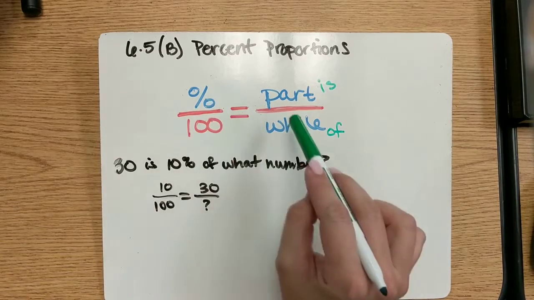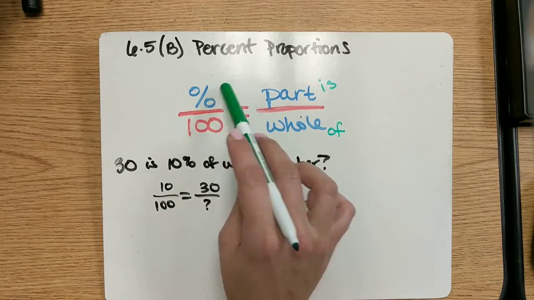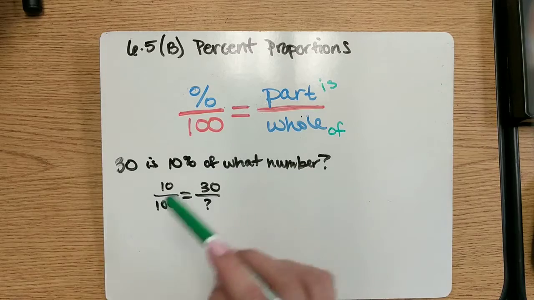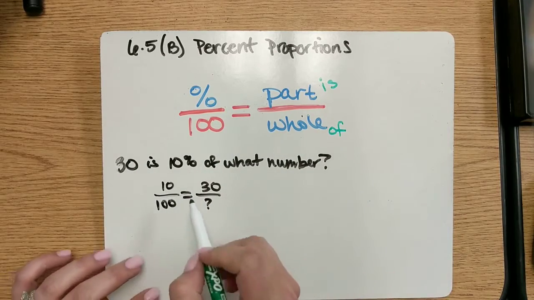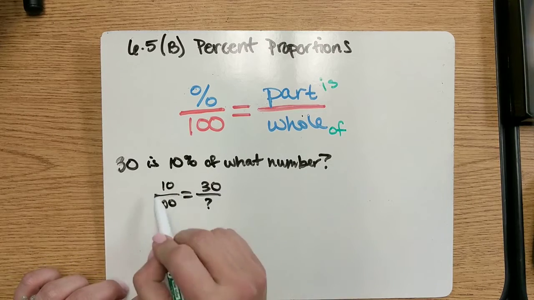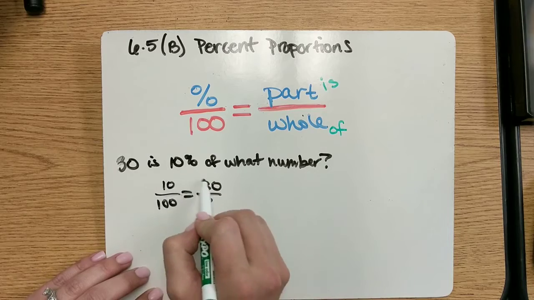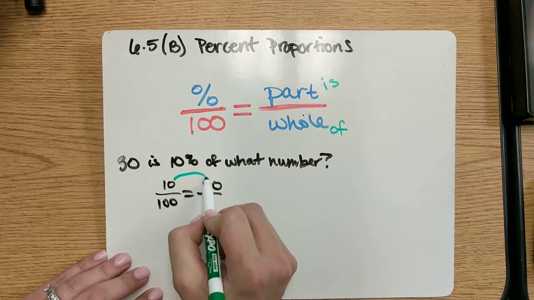So I want to use my scale factor to figure out what this missing number is. You're always going to get 2 of the 3 of these blue words right here. You're either going to get the percent and the part and you find the whole, the part and the whole and you find the percent, or the whole and the percent and you find the part. Okay? So I look at my scale factor relationship. And I'm going to go this way. You can either go side to side or top and bottom. You just have to be consistent within your problem.